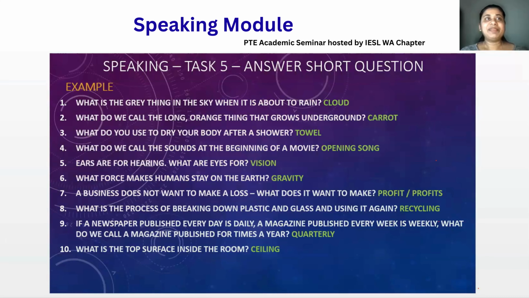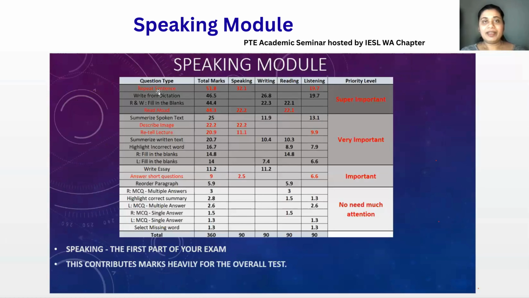Okay, now this is the end of the speaking module. So I will go through the summary that we discussed just now. There are basically 5 questions. Out of 5, 4 questions are really important, super important questions, because we can consider them the backbone of the PTE test. If you do more practice for repeat sentence and read aloud, you will be fine. This is the first part of your exam, and it contributes marks heavily to the overall test. This can be easy if you practice. If you do not do much practice, this can be a difficult question. So try to do more practice, then you will be fine.